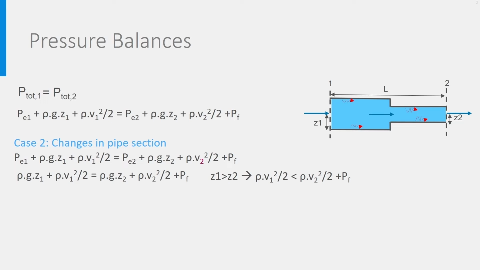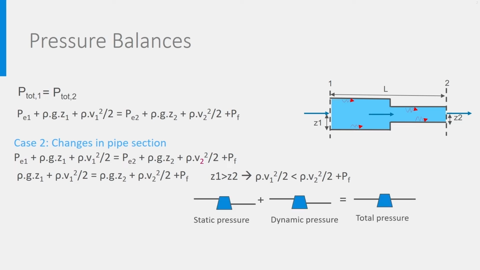We can visualize that like this. The total pressure remains constant, and the decrease in static pressure leads to an increase in dynamic pressure. In the end, it comes to what was described in earlier lectures. At constant volume flow rate, the smaller the section of the pipe, the higher the velocity.